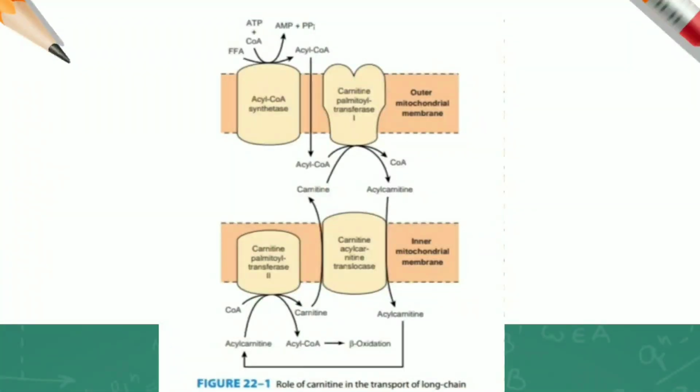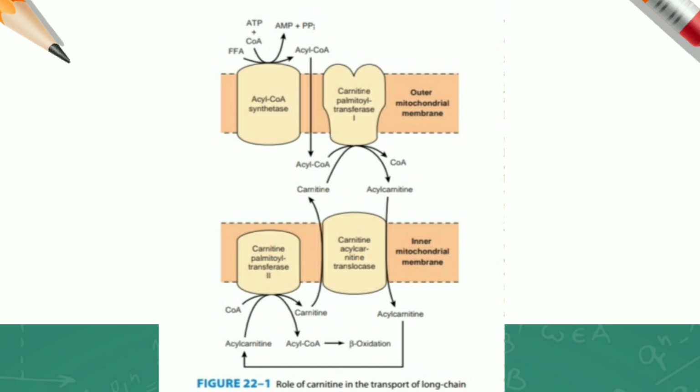We can see in the first figure, with the help of ATP and coenzyme A, the enzyme acyl CoA synthase, which is also known as thiokinase, catalyzes the conversion of fatty acid or free fatty acid to more active fatty acid, that is the acyl CoA.